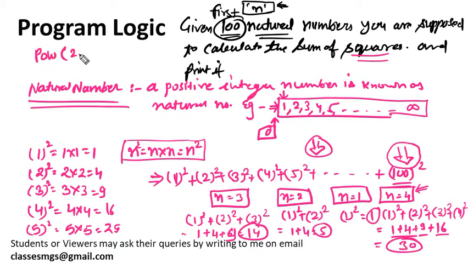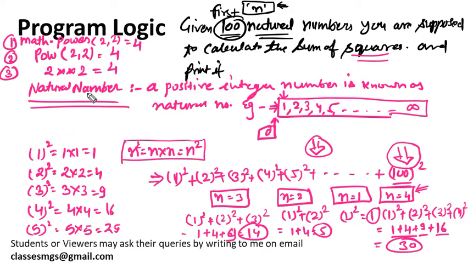pow, and let's say 2 raised to power 2 you want to calculate, then this function will return you 4. Or you can use the double star operator, this operator is also used to calculate the power, it also returns 4. Or you import the math library and use the math.pow function, and you pass 2 comma 2, it will also return 4. So there are 3 ways in Python to calculate the power. You may use any one of the ways you like.